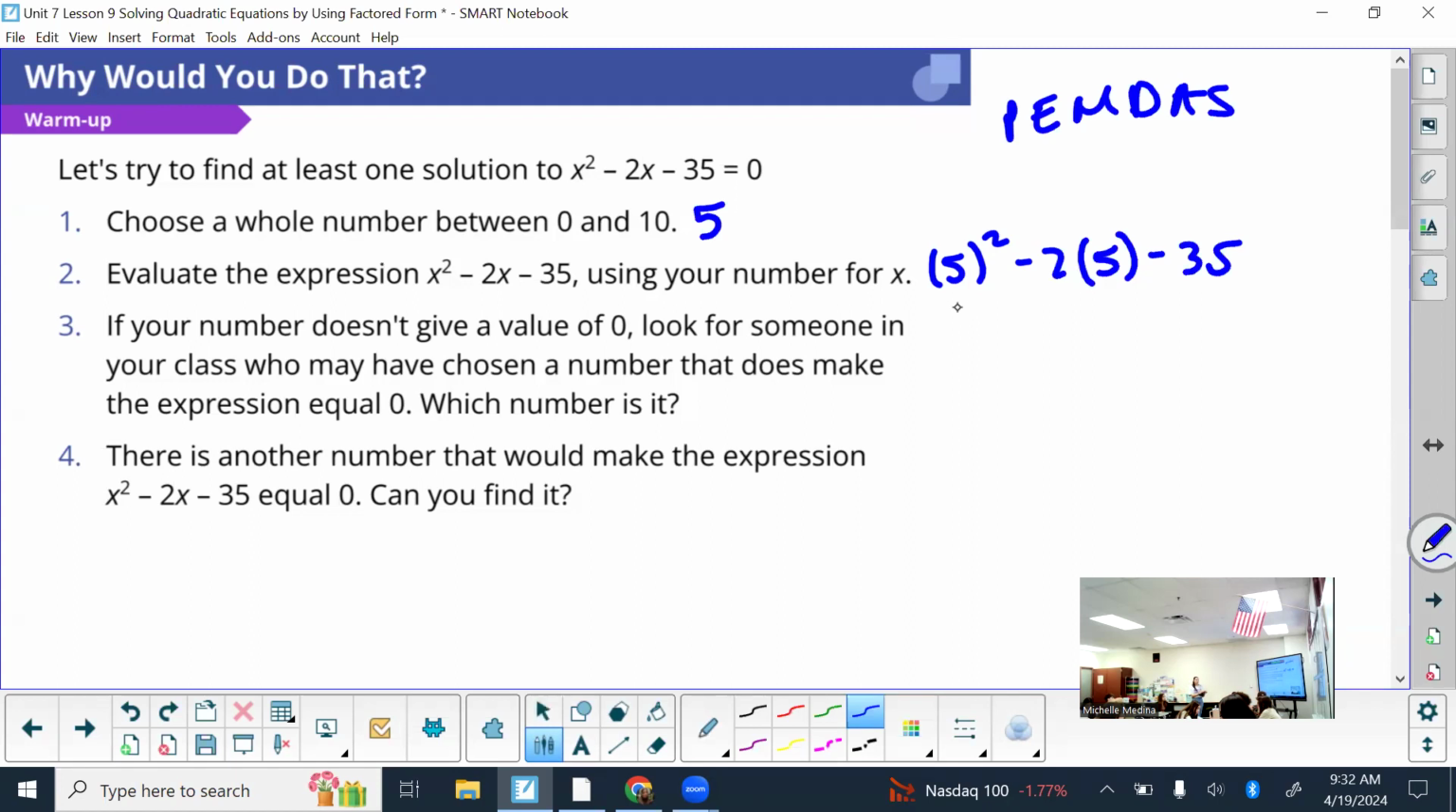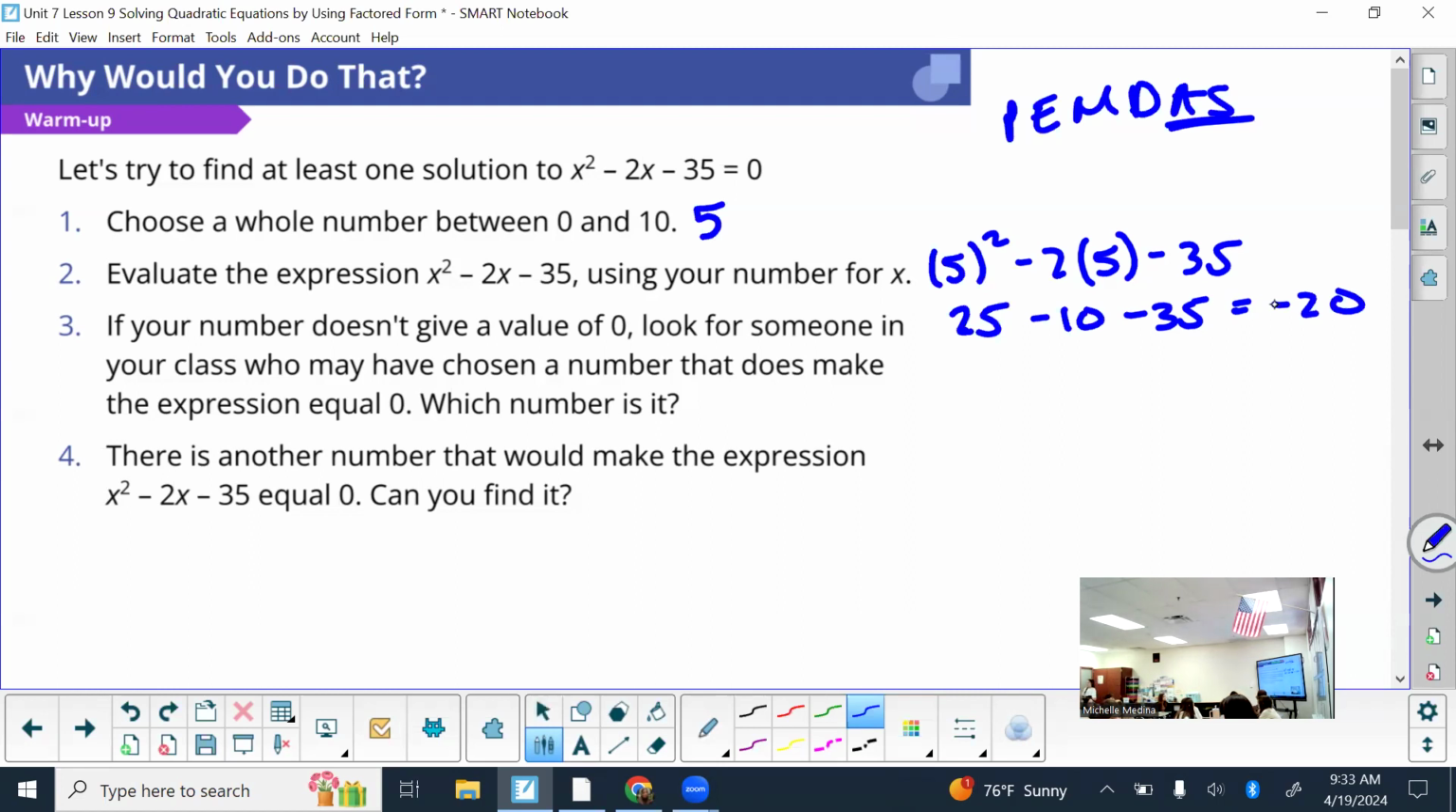So what's 5 squared? 25 actually. What's negative 2 times 5? So we'll put minus 10, bring down that minus 35. Now we're on the adding, subtracting from left to right. So it's 25 minus 10, 15, and then what's 15 minus 35? Definitely be a negative though. So yes, -20 is what that equals when you plug in 5.